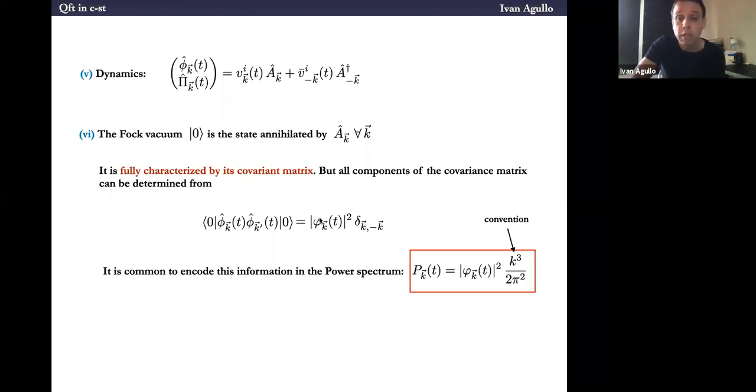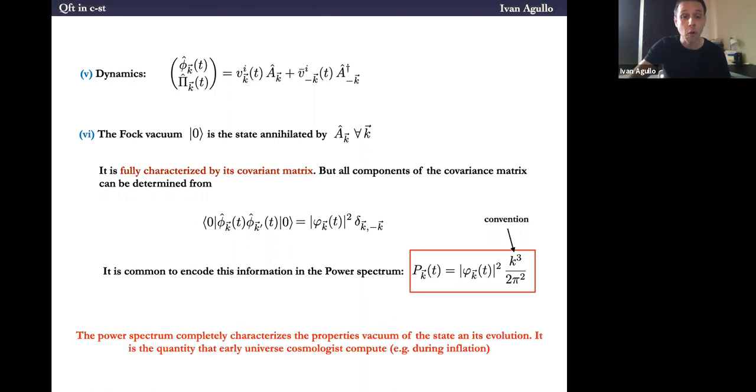Cosmologists like to encode this information in a quantity called the power spectrum. The power spectrum is just this quantity times some normalization factor to have appropriate dimensions. But the power spectrum, which is very easy to compute once you give me your basis, just the field part squared, that's it, times this factor, completely characterizes the 2-point function, so the covariance matrix. Therefore, if you give me the power spectrum for all k, I have full information about the vacuum. So this box completely characterizes the properties of your quantum state, and at any time, because we have already evolved in time. So the power spectrum, again, completely characterizes the properties of the vacuum and its evolution.